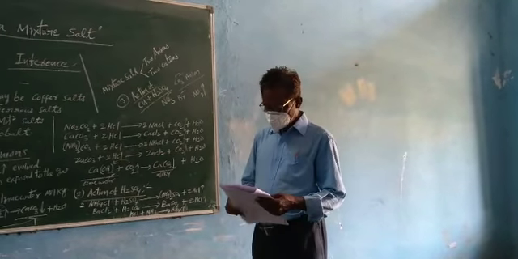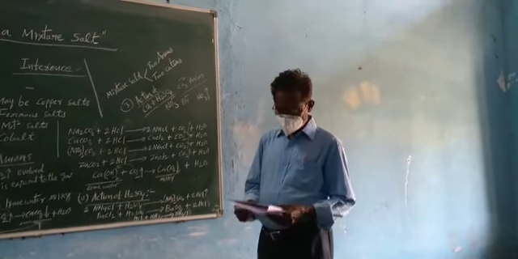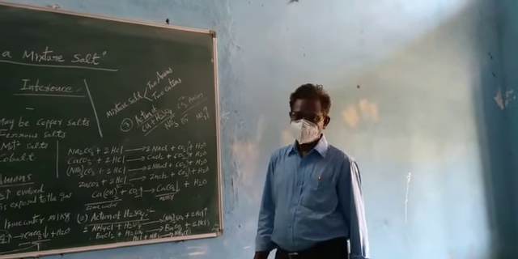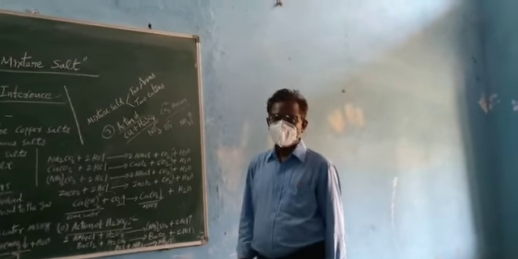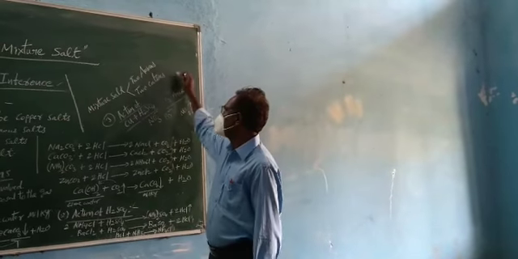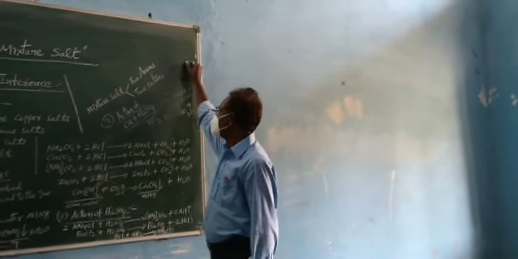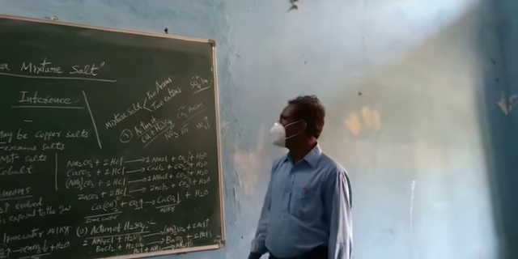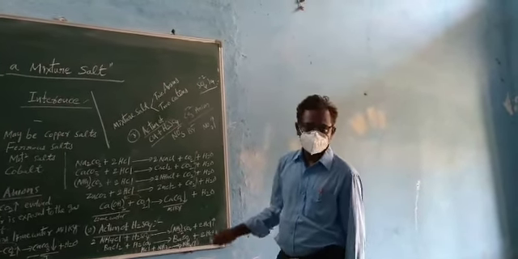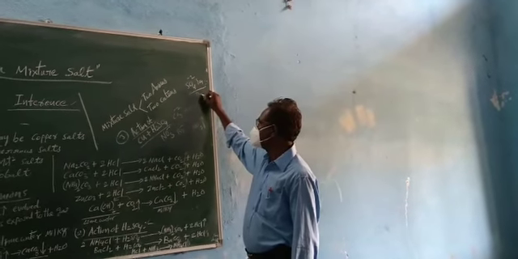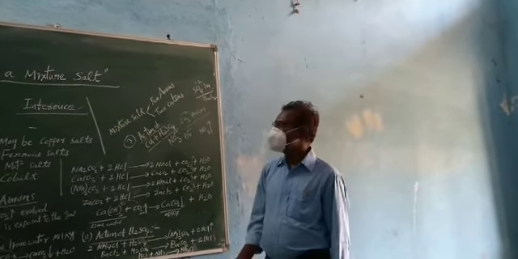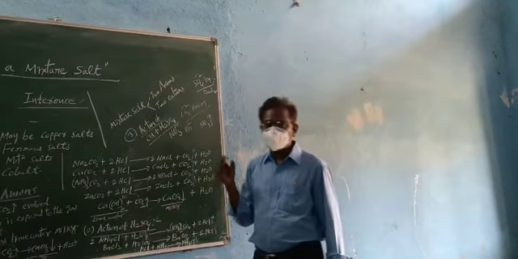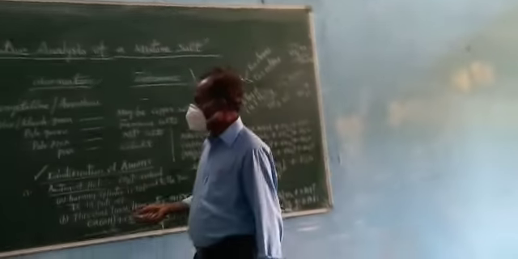So next, you know very well, sulfate anion with barium chloride solution, BaCl2 solution. Identification of the sulfate, SO4 2- ion, with barium chloride solution. Take a pinch of salt in a dry test tube and add barium chloride solution.